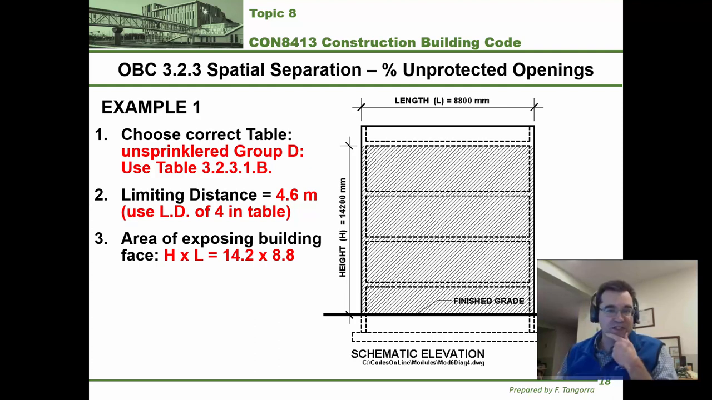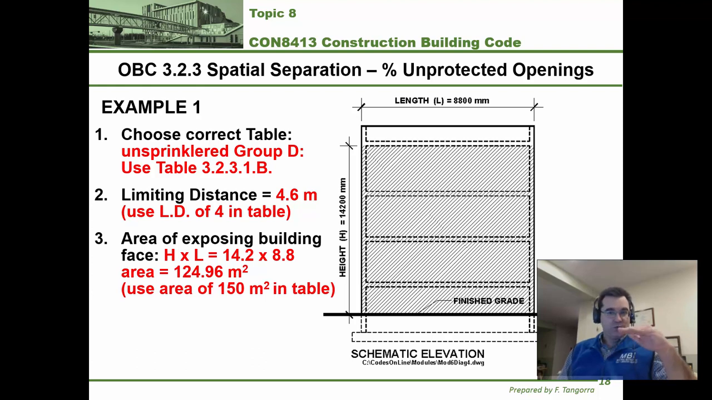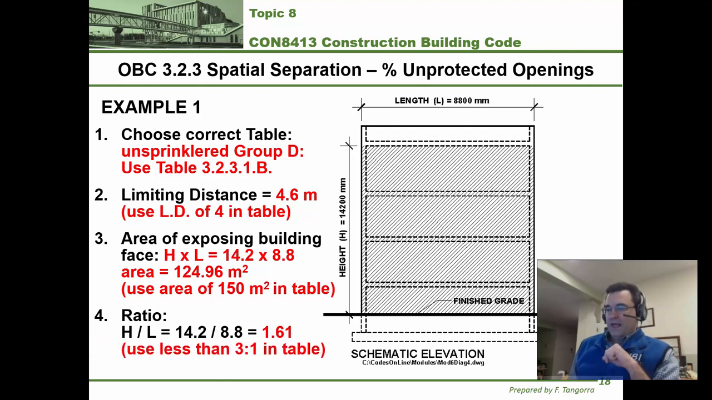Now, how about the area of this exposed face? Remember, the area is H times L, height times length. Go to part 1 to figure out the definition for height and length. So in this case, it's 14.2 times 8.8, that's 124.96 meters squared. So that means, because we always go to the nearest higher area, it's the 150 meters squared row in the table. So, let's see, what else? Ah, the ratio, H over L or L over H. We're going to use H over L. Why are we using H over L and not L over H? If you remember, in part 1, you have to do both and take the larger one of the two. So in this case, we get 1.61. Out of the three ratios that we're allowed to take, we take the nearest one, which is less than 3 to 1. So that 1.61, you read as 1.61 to 1. Because it's less than 3 to 1, that's the row you're using.